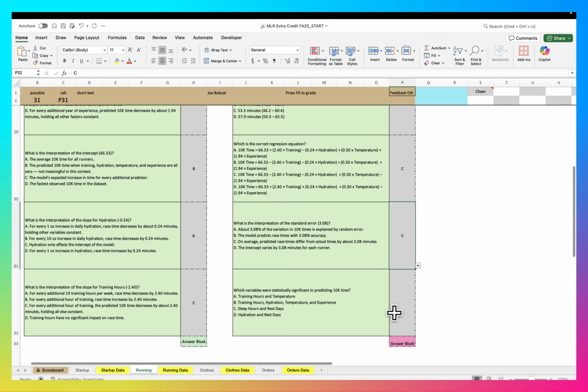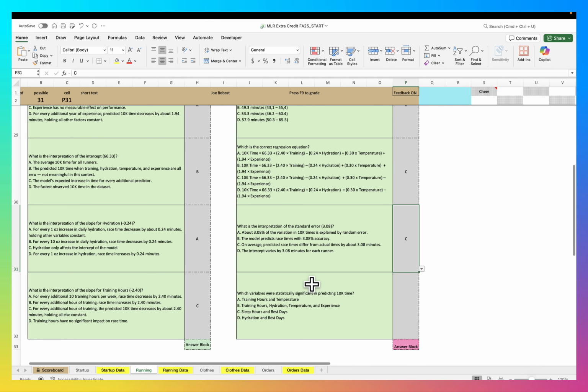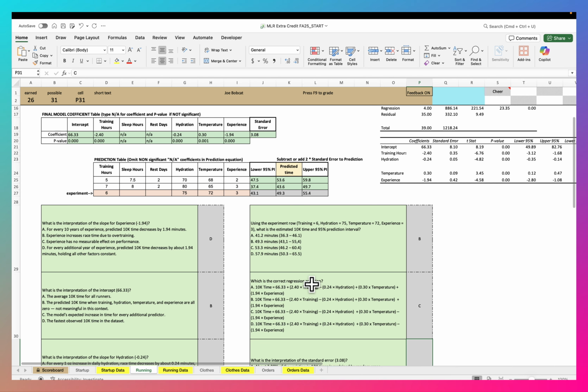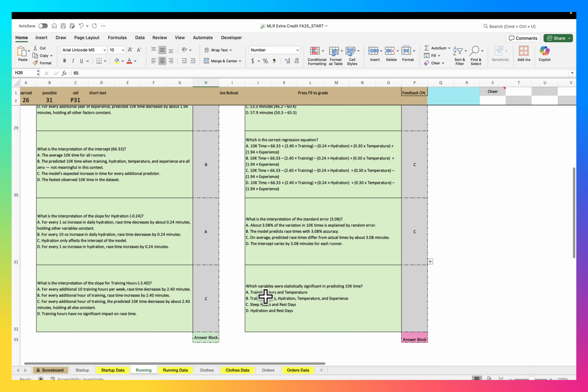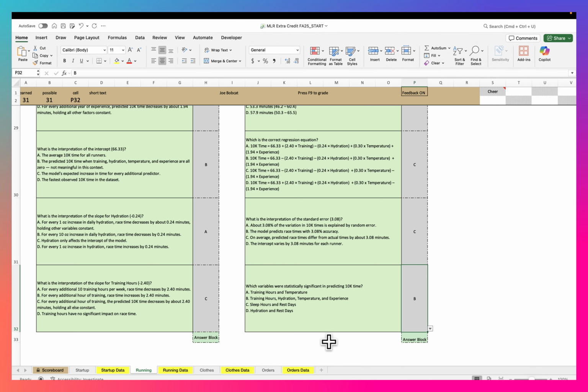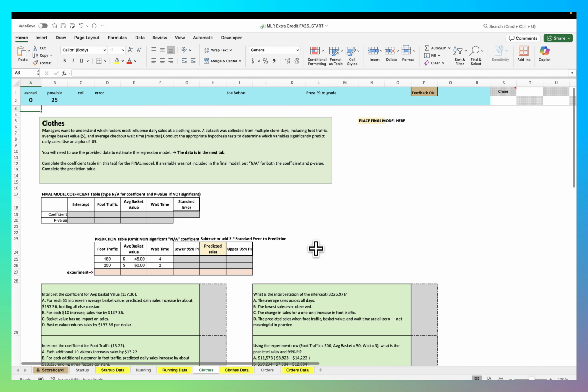And which variables were statistically significant in predicting 10K time? All right, so that was everything except sleep and rest. So it's training, hydration, temperature, and experience. Training, hydration, temperature, and experience. That's B. Sweet. Okay, now for the other tabs here, on this assignment, we're going to challenge you to do those yourself. But we can talk about it a little bit.